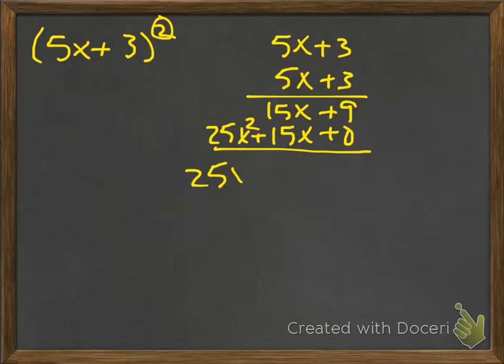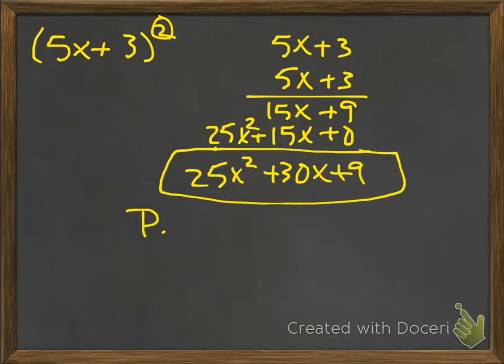Bring everything down. 25x squared. 15 plus 15 is 30x. And then 9 plus 0 is 9. And again, you're done. Now this type of problem, because it is a square, is called a perfect square trinomial.